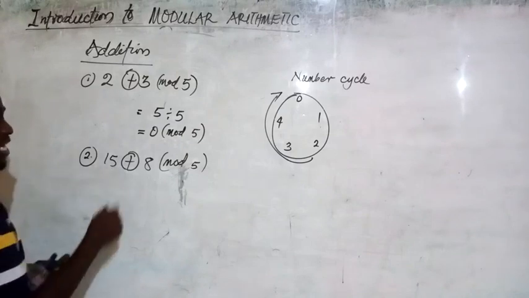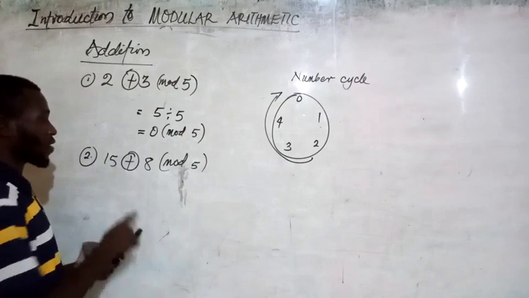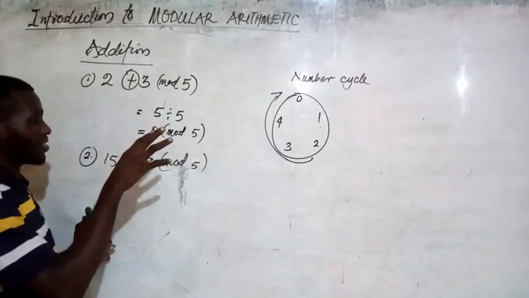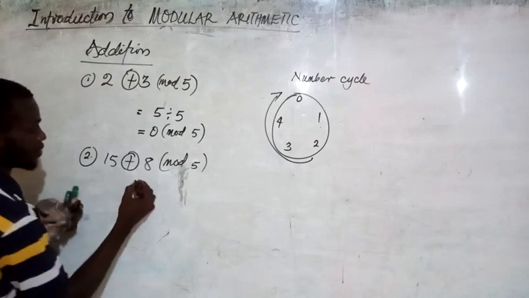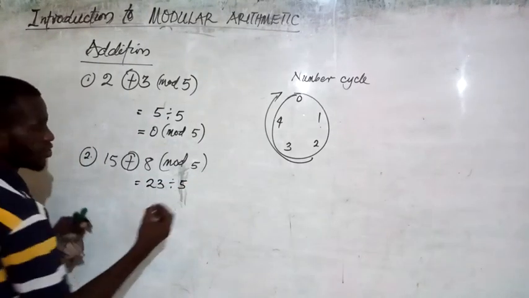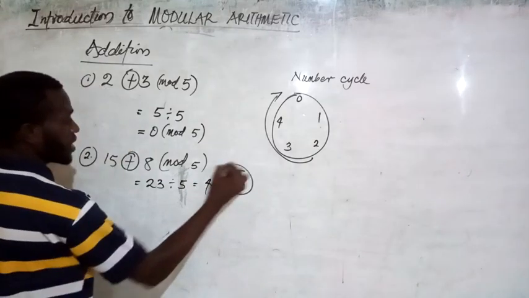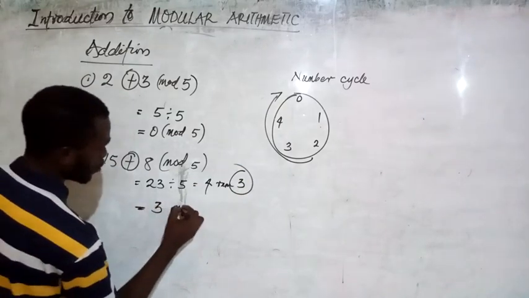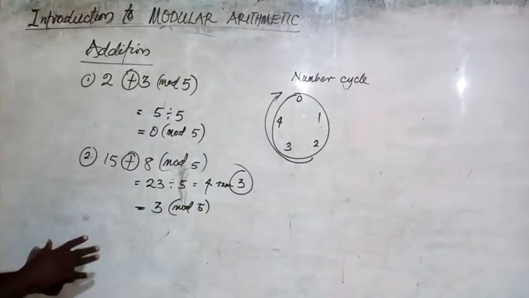So we are asked to do this addition, 15 plus 8. Of course you can still use the number cycle, but it will be foolish to do that because it's going to take your time. We are going to use it, and you'll see how time-taking it is. But the easiest method is the one we used here. This plus this is going to give you 23, but if you now divide by 5, we are looking for the remainder. It's going to give you 4 remainder 3, and so the remainder is our answer. So the answer is going to be 3 modulo 5. And that is our answer. So that is additive operation in modular arithmetic.